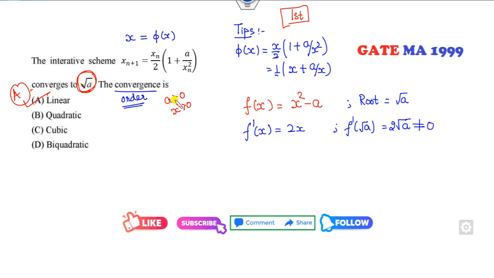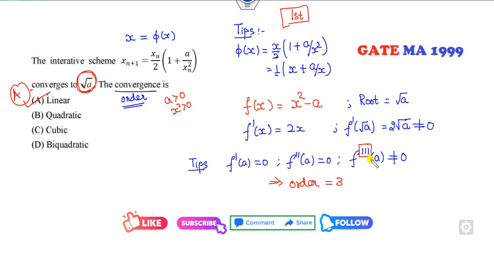So if a is greater than 0, it means a is non-zero. So what is the rule? If f dash is 0, for example, f double dash is 0 at some point, f triple dash is non-zero, the order is given by the non-zero derivative. If f dash of a is 0 and f double dash of a is non-zero, then because the second derivative is non-zero, the order will be 2.